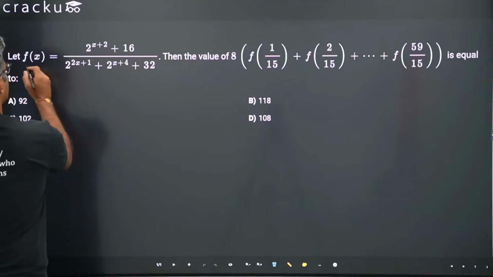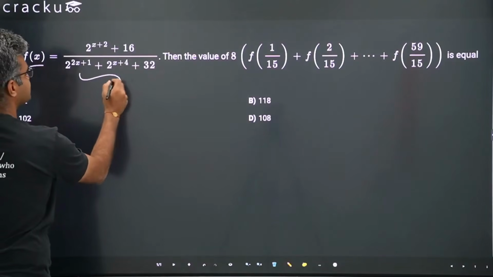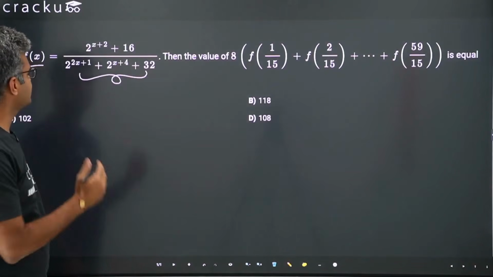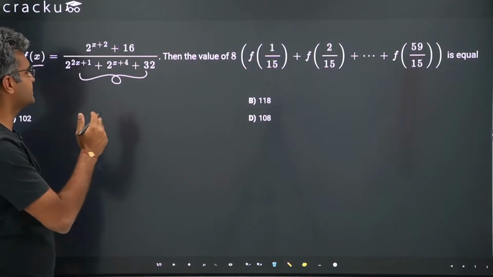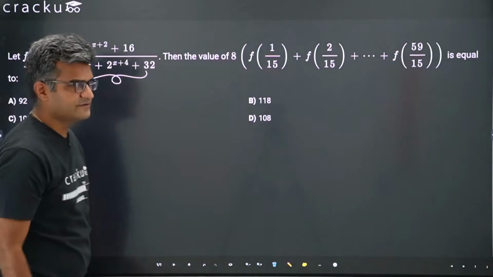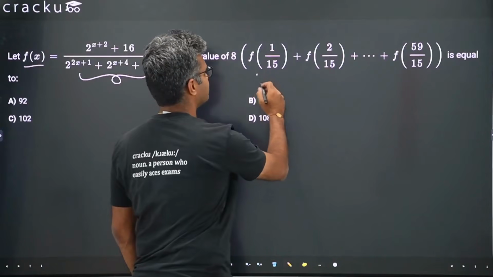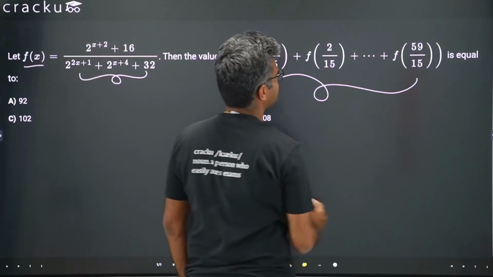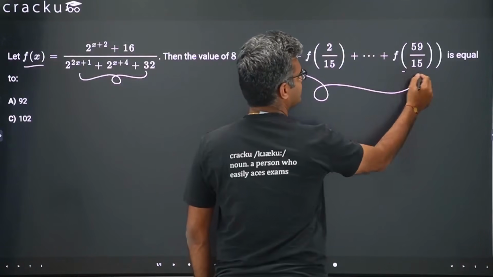In this question, we are told that f of x is 2 to the power x plus 2 plus 16 divided by 2 to the power 2x plus 1 plus 2 to the power x plus 4 plus 32. And we are asked to calculate the value of an expression which is f of 1 by 15 plus f of 2 by 15 plus dot dot dot till f of 59 by 15.